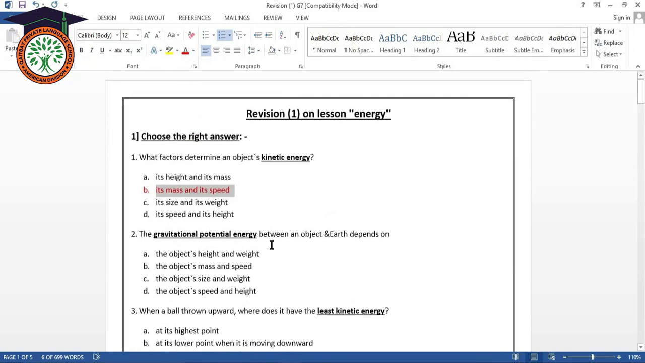Okay, so number 2, the gravitational potential energy between an object and Earth depends on. So we took two factors affecting gravitational potential energy. They are the height and weight. So this will be the answer, letter A.